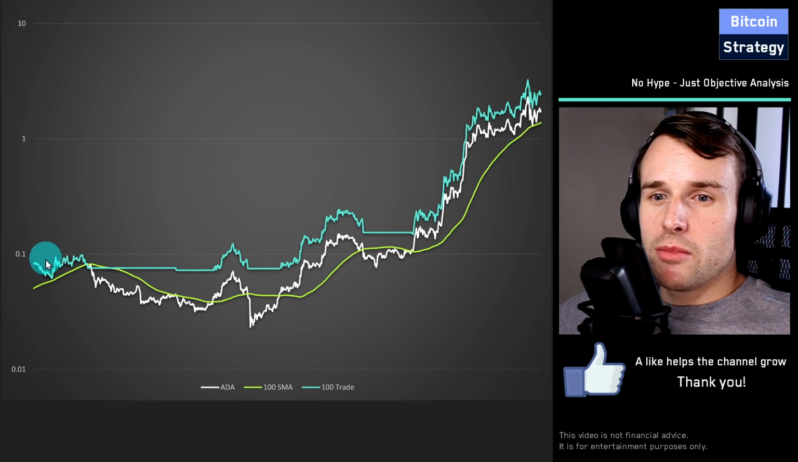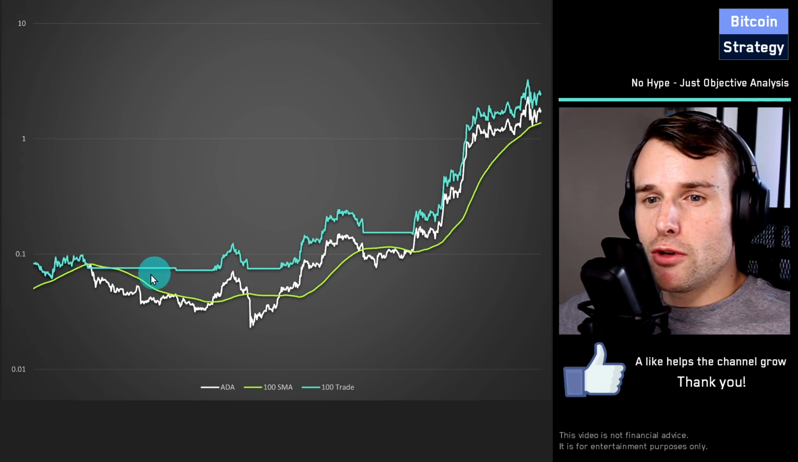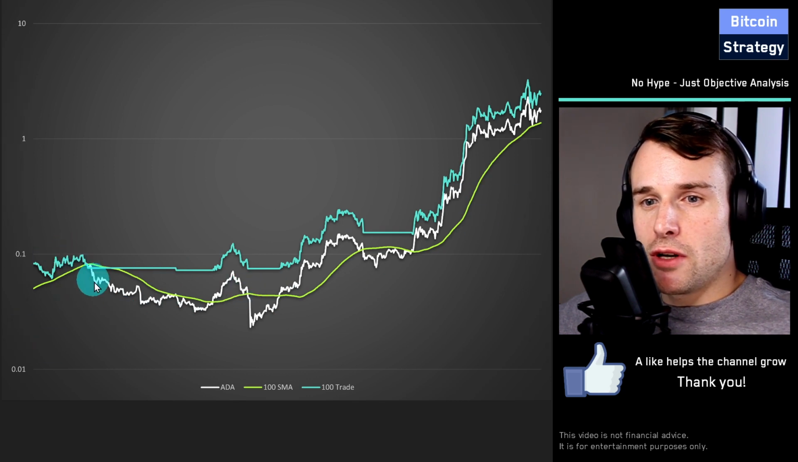So let me show you what I mean. In blue, we see our portfolio line. In white, we see the Cardano price. And in green, we see a moving average. Whenever the price goes below the moving average, our portfolio line is completely flat, so we are outside of the market. We don't win anything. We don't lose anything. And whenever the price is above the moving average, we follow the market again.